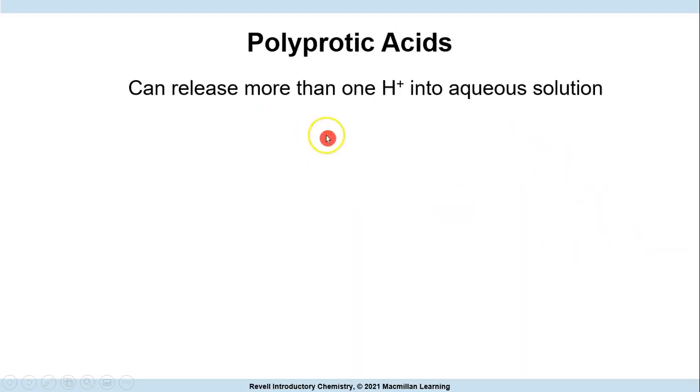Now let's look at polyprotic acids. So what are polyprotic acids? Polyprotic acids are acids that contain more than one hydrogen ion. So polyprotic acids can release more than one hydrogen ion into aqueous solution. For example, sulfuric acid has two hydrogen ions and it can actually release the two into solution.